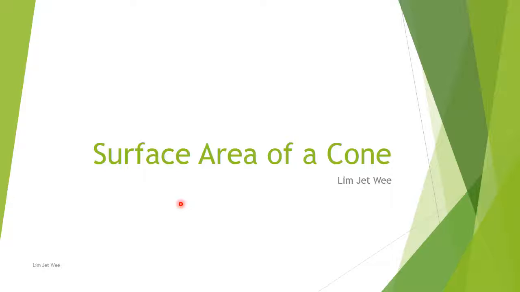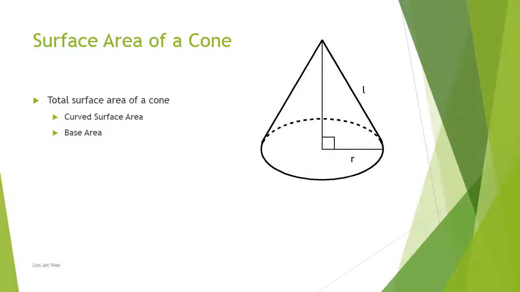We will continue our session with cone, but this time we want to look at the surface area of a cone. Now we have a cone over here. It has a slant height of L and a radius which is measured from the center of this circle, which is the base, to its edge, and let's say we call this length R.